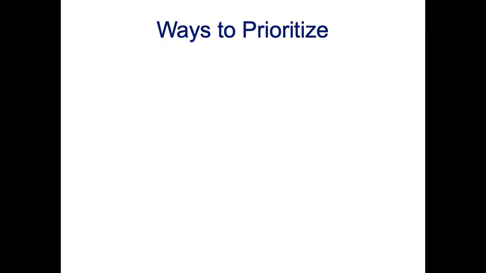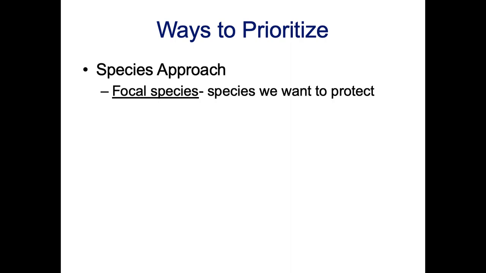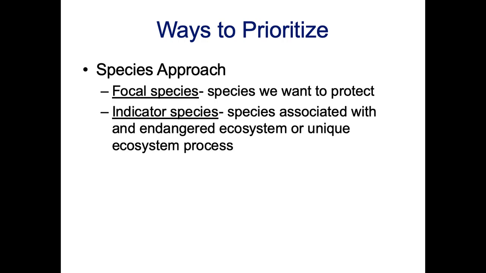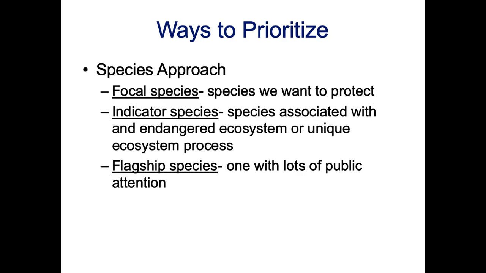So conservation biologists have come up with a lot of different ways to prioritize, and sometimes these match up with reality and sometimes they don't. There's a species approach where we prioritize species we want to protect, a focal species. We might prioritize an indicator species, so a species associated with an endangered ecosystem or a unique ecosystem process. For example, beavers are ecosystem engineers. If we're in a place where beavers are declining, it might help a lot of other species if we focus our efforts on making sure there are beavers for the future, and that might help other species.